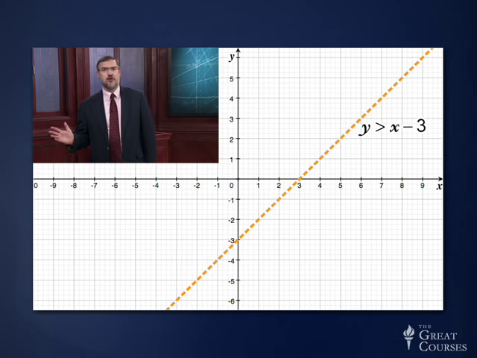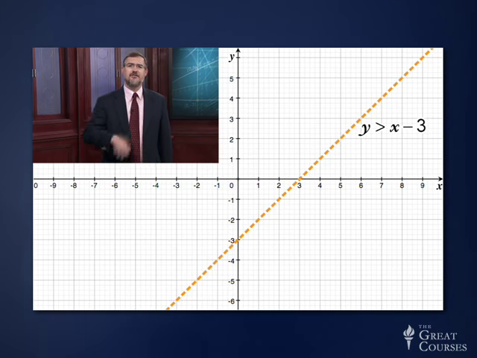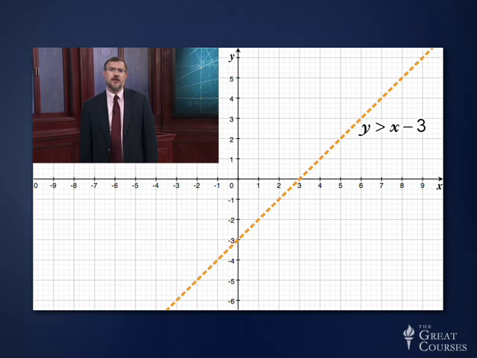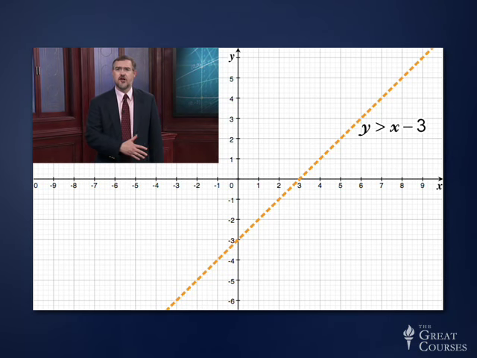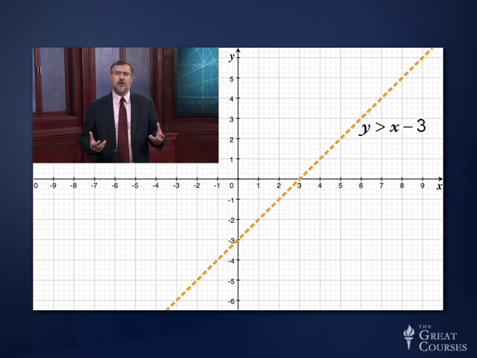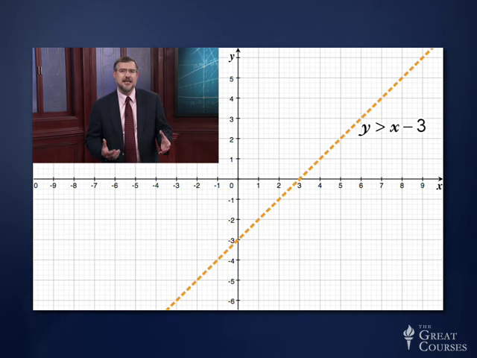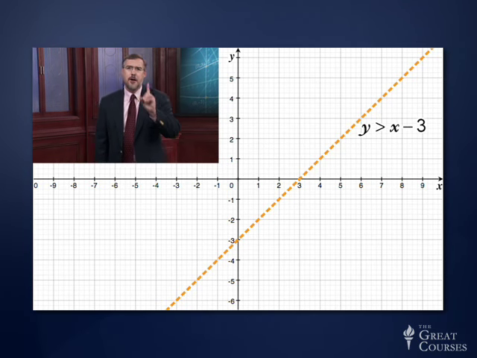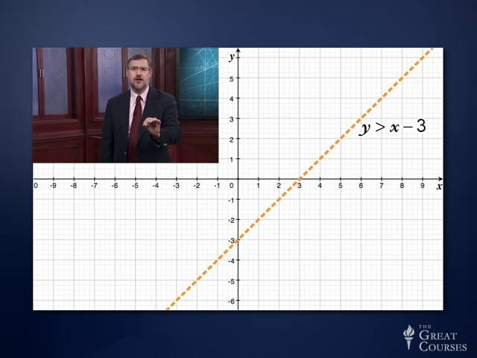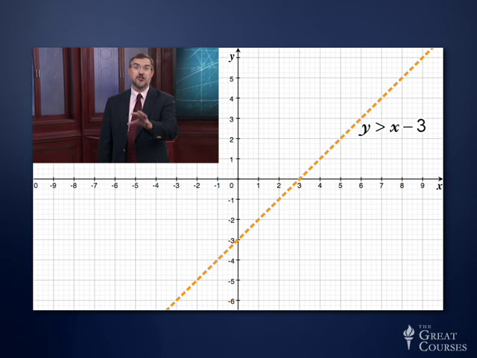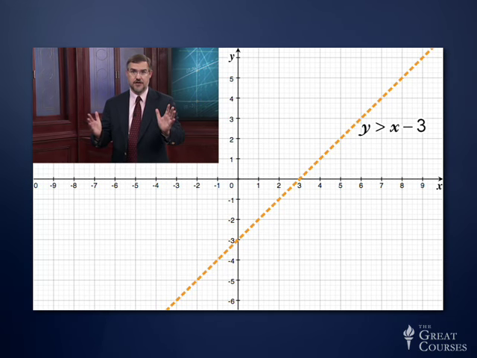It's either the part that's sort of above the line and to the left, or the part that's below the line and to the right. So if you're not sure which part it is, let me give you a hint. As soon as you can find one point that's in the right region, then you know that that's the region you have to shade in. That's all you have to do.